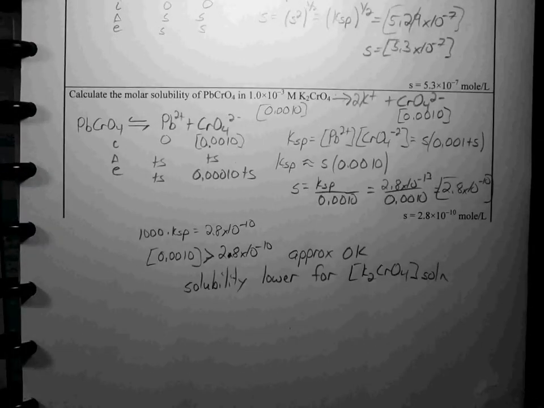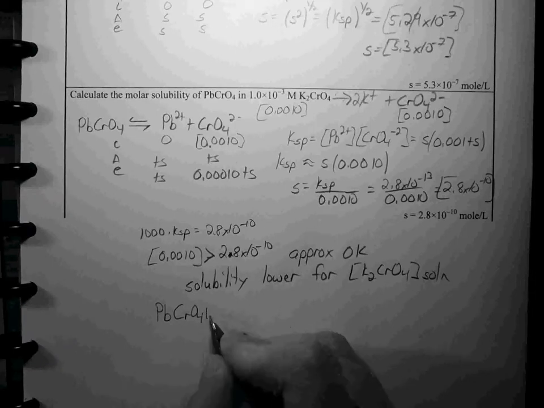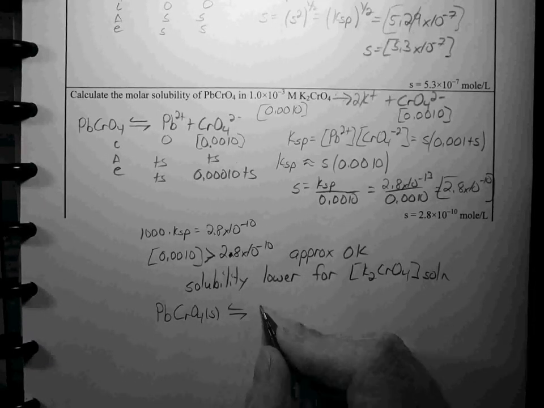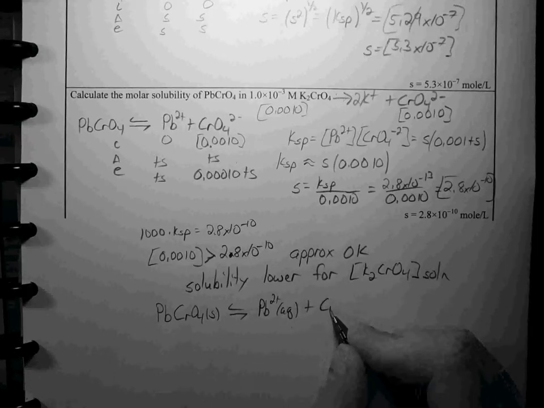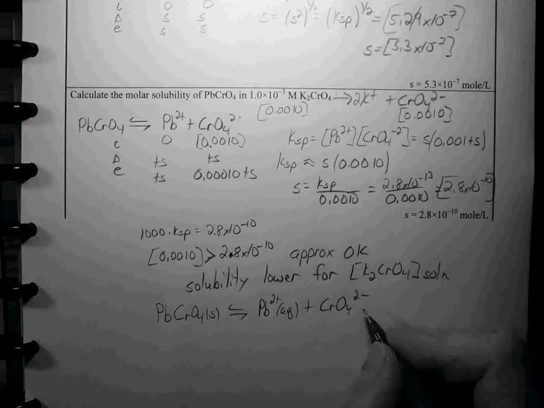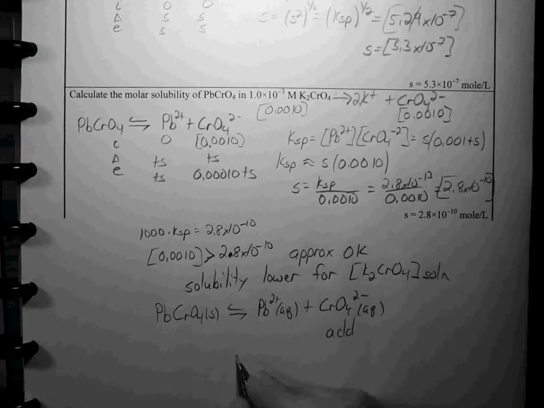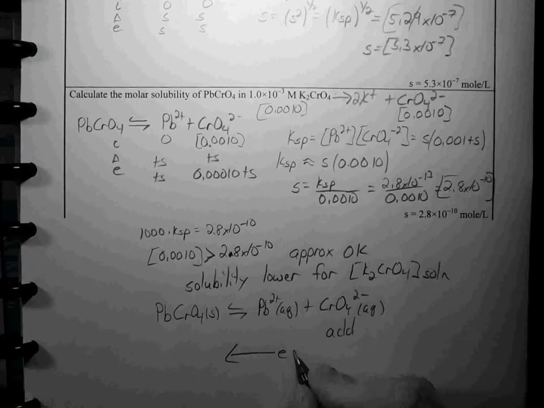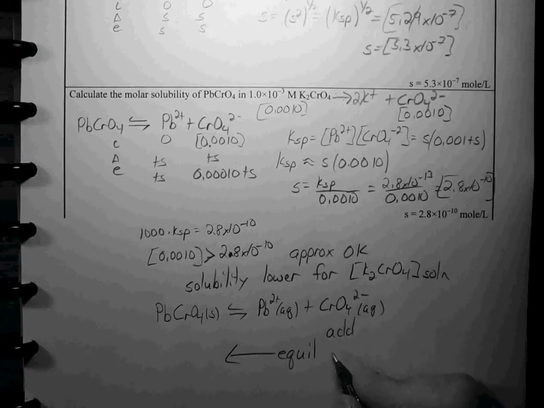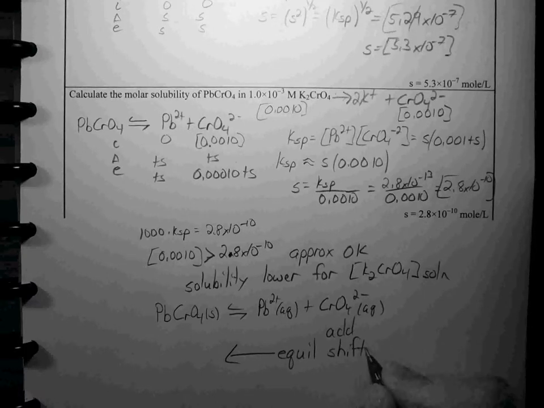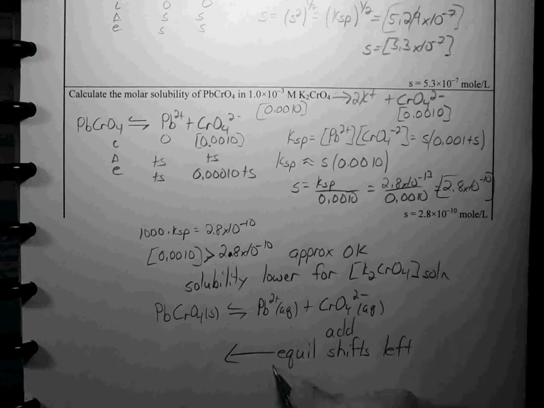This is exactly what we would expect, because if we had lead chromate in equilibrium with Pb2+ and chromate ion, if we add the chromate ion, that means our equilibrium is going to shift to the left. And that means less solubility.